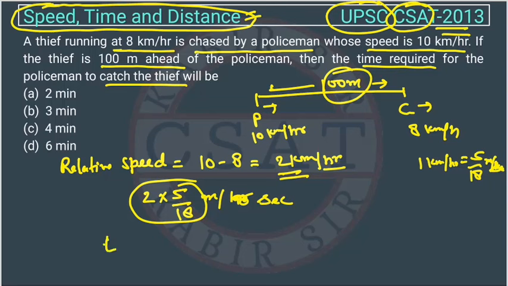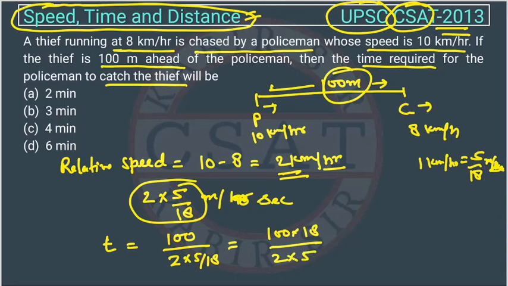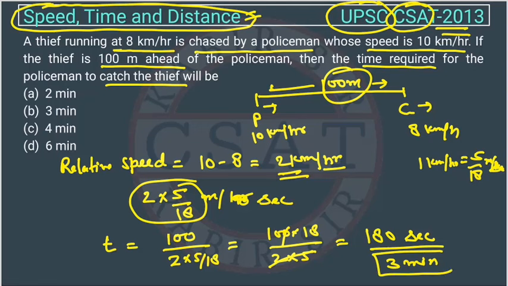So the time taken would be equal to distance upon speed. Speed is 2 into 5 by 18. So this will become 100 into 18 upon 2 into 5, right? 5 tens cancel, so it will become 180 second, right? So 180 second is equal to 3 minutes, right? So the answer will be option B, 3 minutes, right?